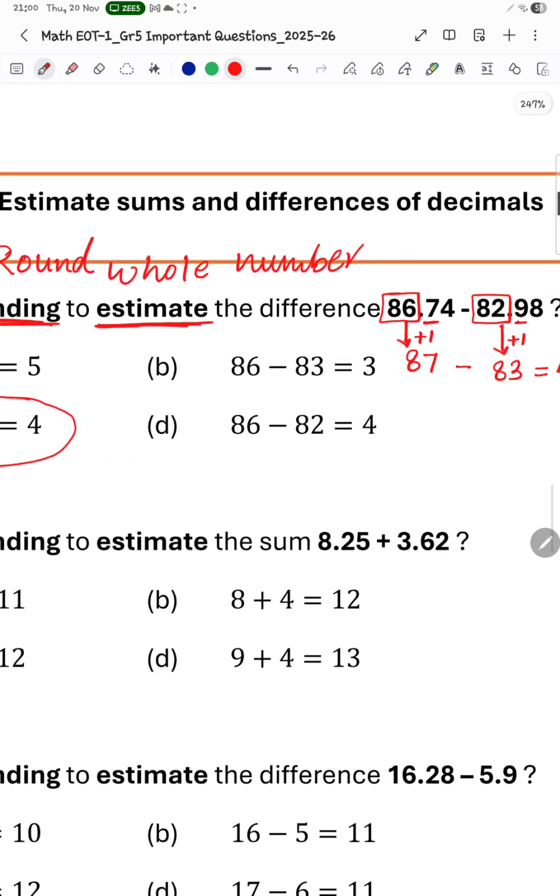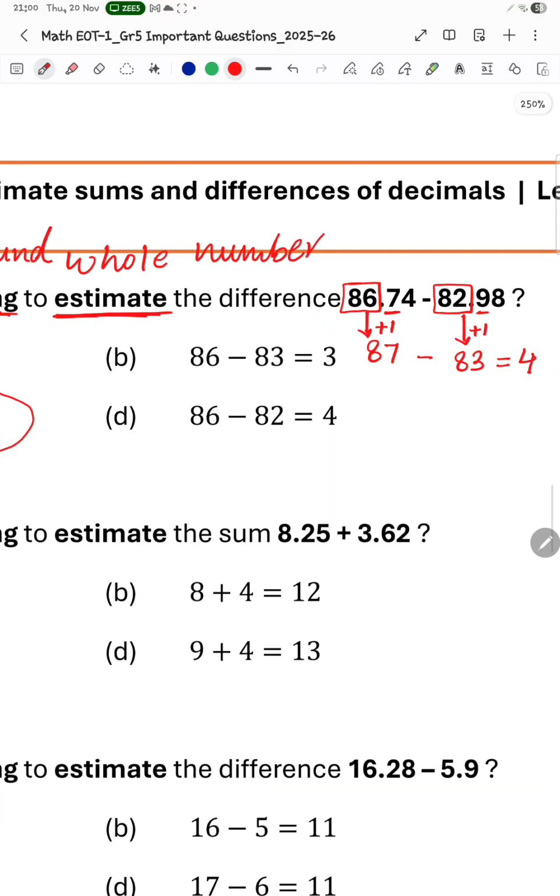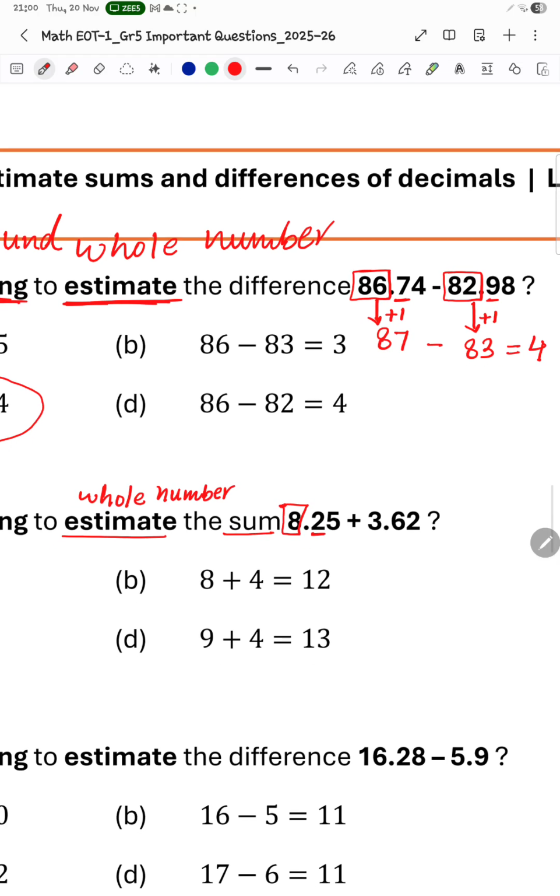Like this, we will do the next question. Round to estimate the sum. So whenever they are asking to estimate, round to the whole number. Okay. Let me write whole number. So put the whole number in the box. Let me write and look at the next digit. Next digit is 2, not good. So it will remain the same.